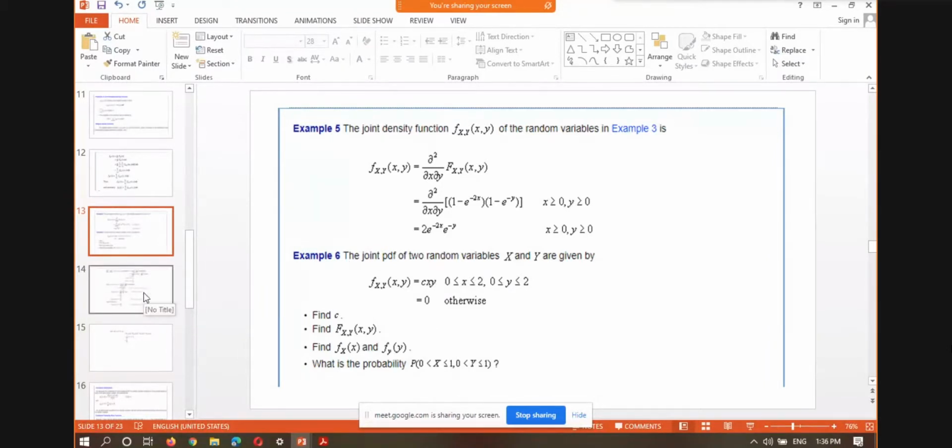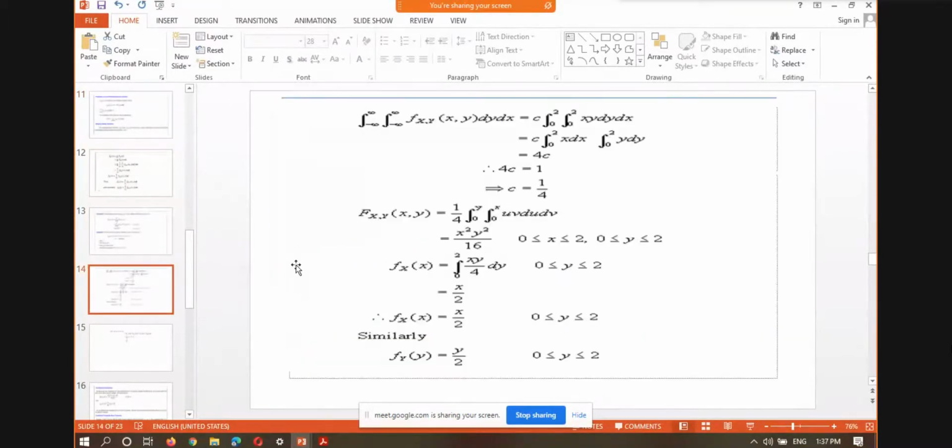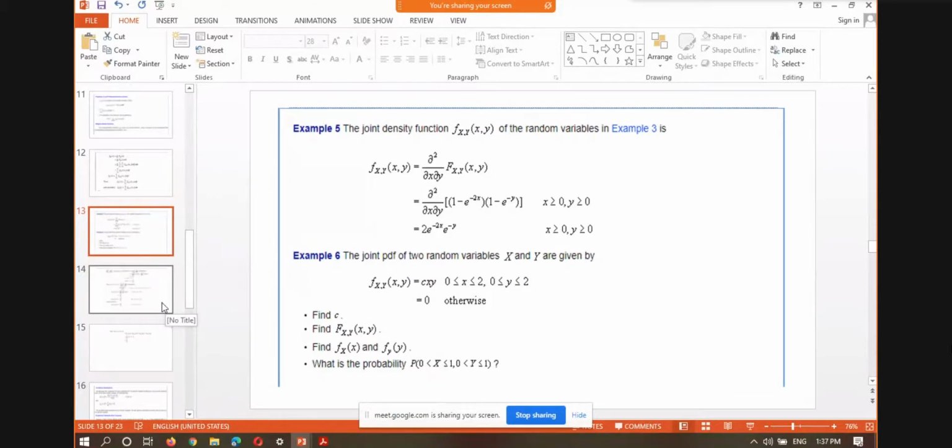So now we try to calculate C. We know that one property of the joint density function is that the total integration should be 1. So we'll use this defining property and try to get this C.